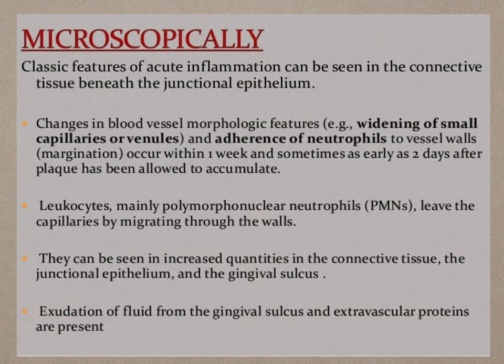When we see microscopically, we see changes in the blood vessel morphological features, that is, widening of the capillaries or venules. There is adherence of the neutrophils to the vessel walls. As you have seen, they are the predominant cells in the initial lesion. It occurs within 1 week and sometimes as early as 2 days after plaque has been allowed to accumulate. The leukocytes, which are PMNs, leave the capillaries by migrating through the walls, and they can be seen in increased quantity in the connective tissue, the junctional epithelium, and the gingival sulcus. Exudation of fluid from the gingival sulcus and extravascular proteins are present.